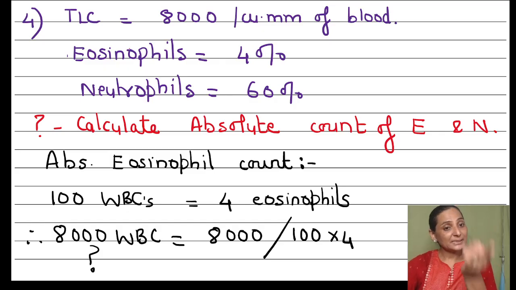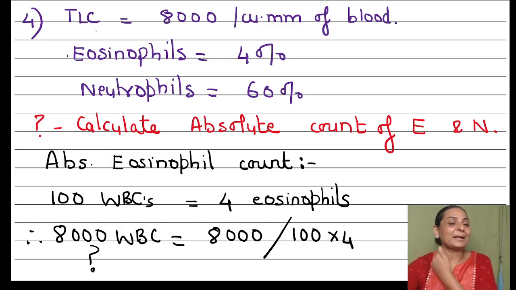Now again, this is again very important when you are getting a practical on TLC or when you are getting on DLC. You are asked to calculate the absolute count. So here the data given is the total leukocyte count is 8000 per cubic mm. Eosinophils are 4% and neutrophils are 60%.